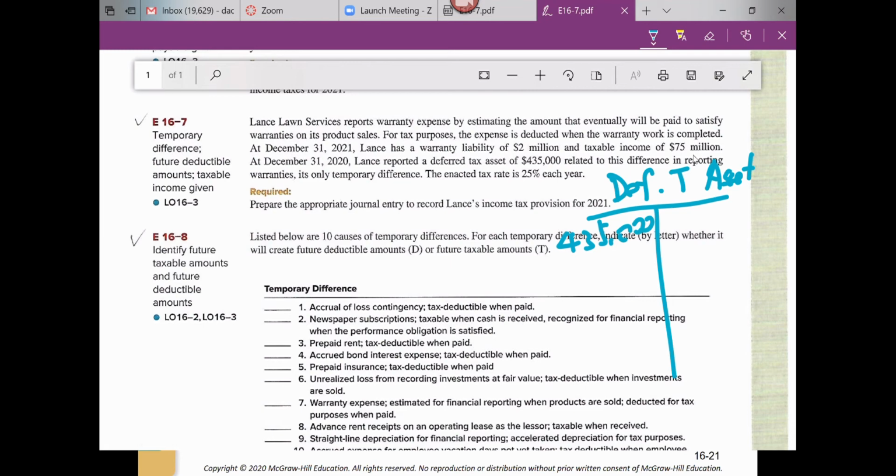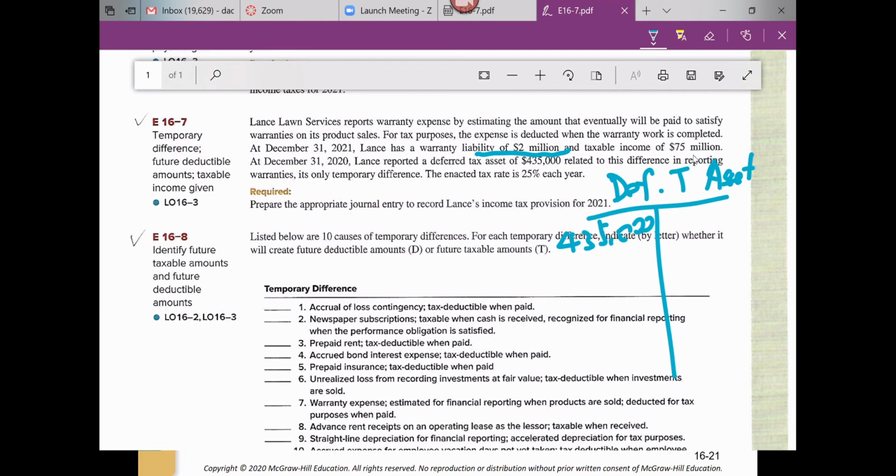2 million. Yes, exactly. 2 million is the total differences, right? Because this is the warranty liabilities. Remember, those liabilities will not be able to be deducted, right? It was recognized in accounting as expense.